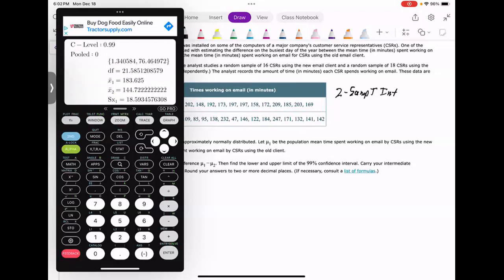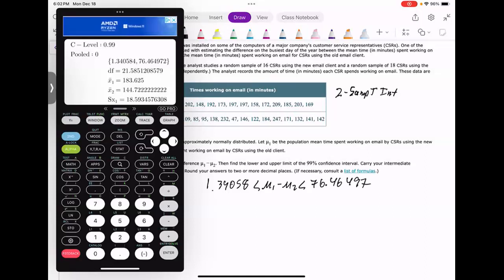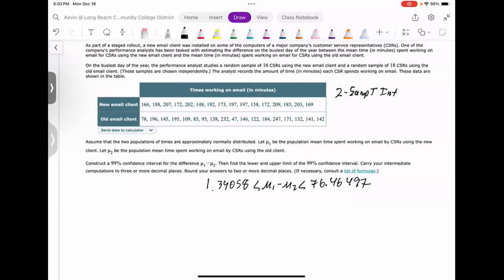And there we are. So our confidence interval is 1.34058 up to 76.46497. Now you'll notice we're not going from a negative to a positive. So if I were using this as a test, I would say that we are rejecting the null hypothesis because 0 is not a part of this. Well, I hope you found this helpful.